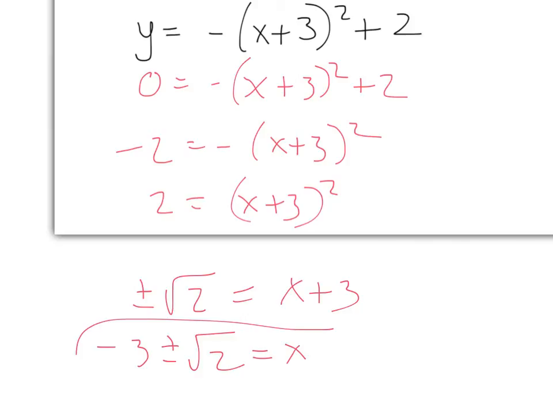Those are your x-intercepts right there. They're definitely irrational. So do in your calculator negative 3 plus radical 2. Get a decimal. Negative 3 minus radical 2. Get a decimal. Those are the x-intercepts we just saw on the graph a minute ago.